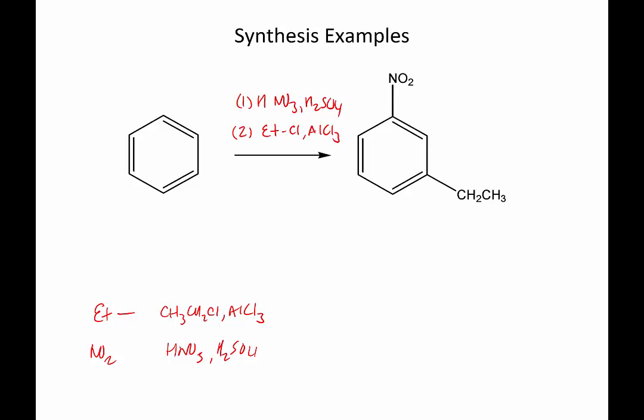Now, why is that important? Well, because what's the HNO3 going to do? That's going to put the NO2 group on the ring. I always like to put the groups where they're at in my final product. Helps me keep them straight. And then that NO2 group is what kind of director? It's a meta director, so that now if I add the ethyl chloride, aluminum trichloride, the ethyl group is going to be directed to the meta position to the NO2.